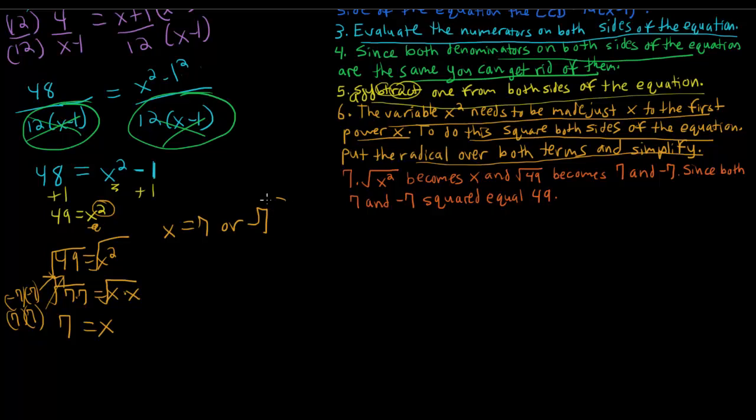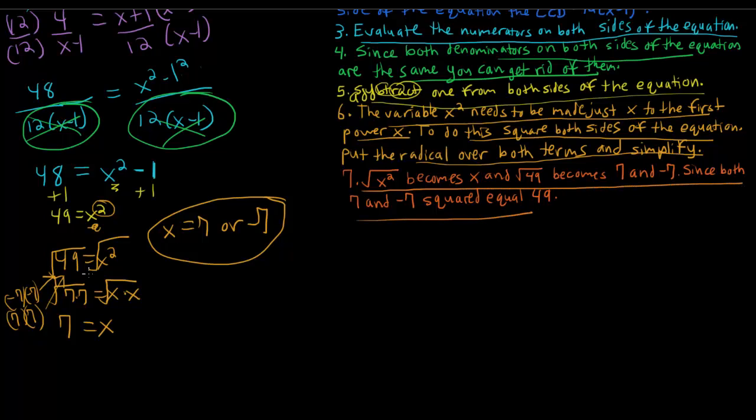And you can see that right here, because right here it's telling you to simplify these radicals, which we did. And like it says, since both 7 and negative 7 squared equal 49, then this right here, x equals 7 or negative 7, is your answer.